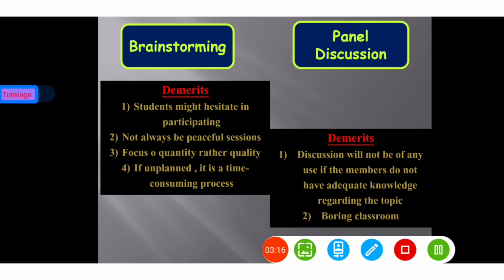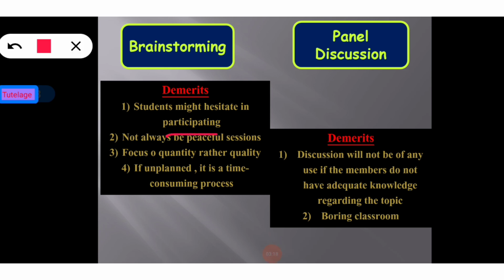So the first demerit is that students might hesitate in participating sometimes. Such sessions may not always be effective, and this may not always be a peaceful session. It focuses on quantity rather than quality. If the whole brainstorming session is unplanned, it is basically a time consuming process. Now let's move on to the panel discussion method.